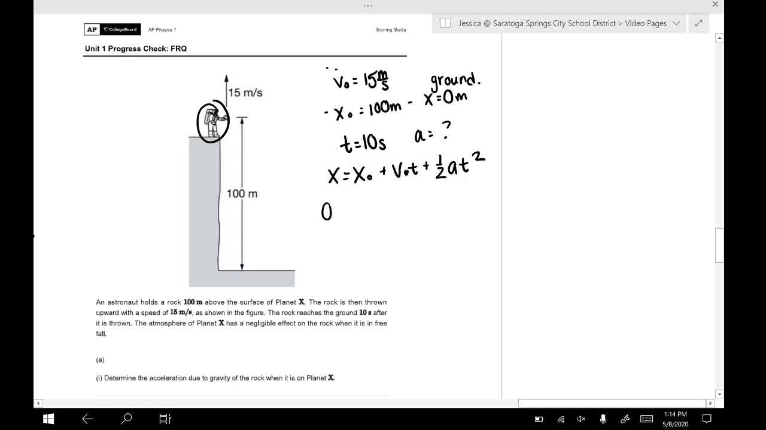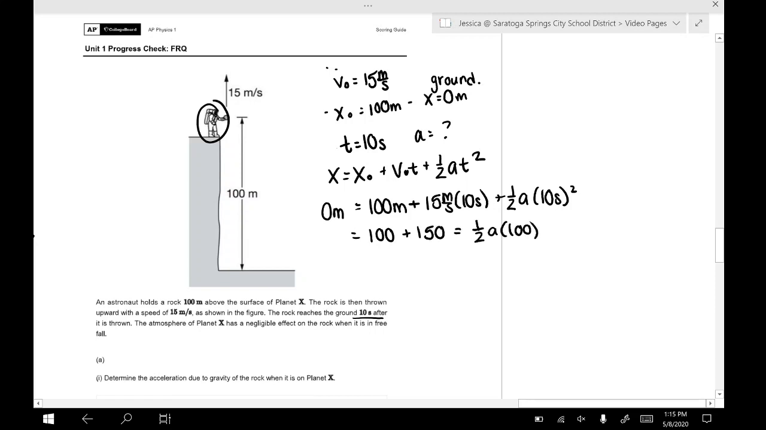So my final position is when I'm on the ground, 0, and I'm going to use that final position because that's how long it takes me to reach the ground. My initial position is 100 meters, 15 meters a second, 10 seconds, plus 1/2 a times 10 seconds squared. So this is 100 plus 150, plus 1/2 a times 100.